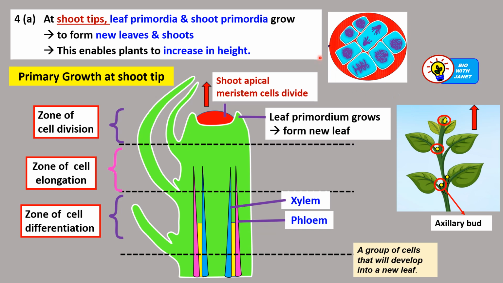Now, at the shoot tips, the leaf primordia and the shoot primordia will grow. So leaf primordia or leaf primordium are the young cells that will develop into a new leaf. A group of young cells or a group of cells that will develop into a new leaf, right? And that's the meaning of the word primordia or primordium. So the leaf primordia and shoot primordia grow to form new leaves and shoots. And this enables the plants to increase in height at the shoot tips.